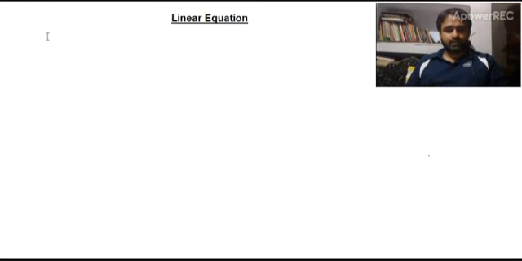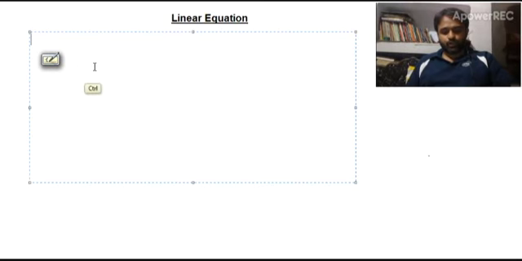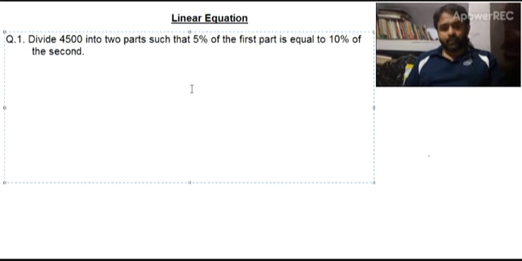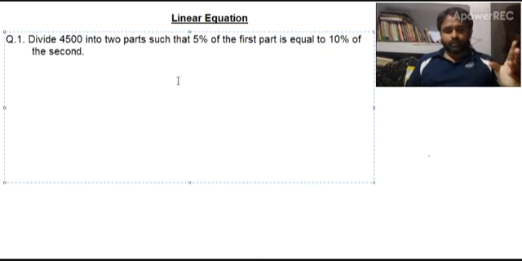Now we're going to discuss one question here. So this is a question which we can discuss today. Divide 4500 into two parts such that 5% of the first part is equals to the 10% of the second part.